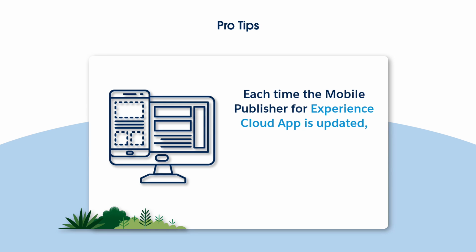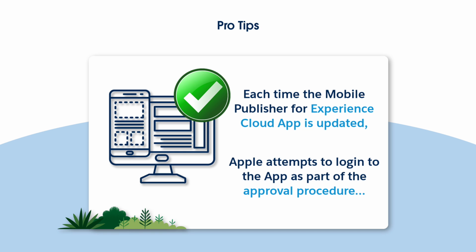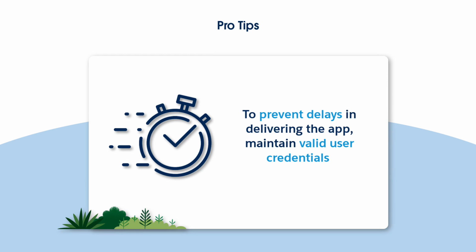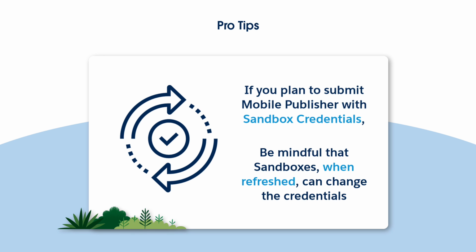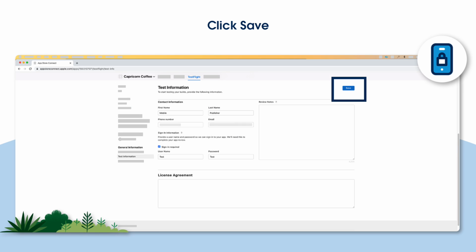Here are a few pro tips to keep in mind. Each time you update the Mobile Publisher for Experience Cloud app, Apple tries to log in as part of the approval procedure. To prevent delays in delivering the app, always keep the user details correct. If you plan on submitting your Publisher app with Sandbox credentials, be mindful that sandboxes, when refreshed, can change the credentials. So make sure to keep the Sandbox credentials up to date. Click Save when you're finished.